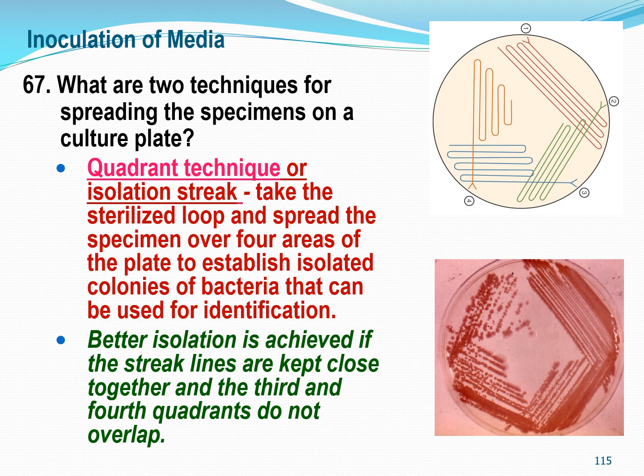Then we have to spread the specimen onto the culture plate, right? We talk about the quadrant technique or isolation streak. You take the sterilized loop and spread the specimen that you put in that top corner over 4 areas of the plate to establish isolated colonies of bacteria that then can be identified.